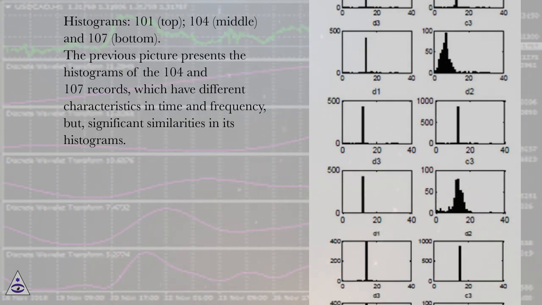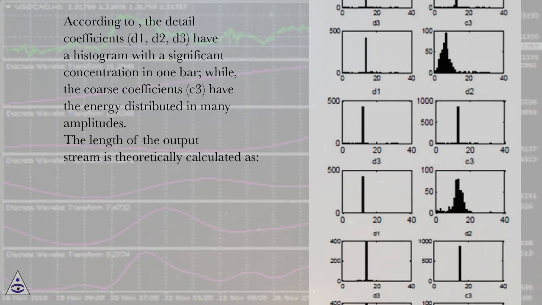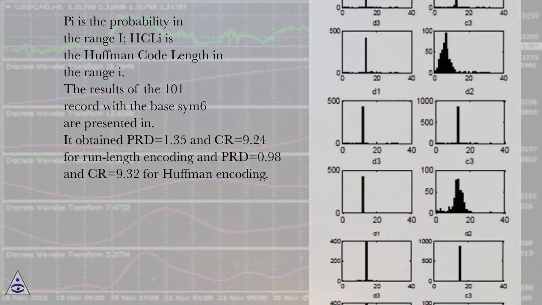The previous picture presents the histograms of the 104 and 107 records, which have different characteristics in time and frequency, but significant similarities in their histograms. According to this, the detail coefficients, D1, D2, D3, have a histogram with a significant concentration in 1 bar, while the coarse coefficients, C3, have the energy distributed in many amplitudes. The length of the output stream is theoretically calculated as: pi is the probability in the range i, cli is the Huffman code length in the range i.